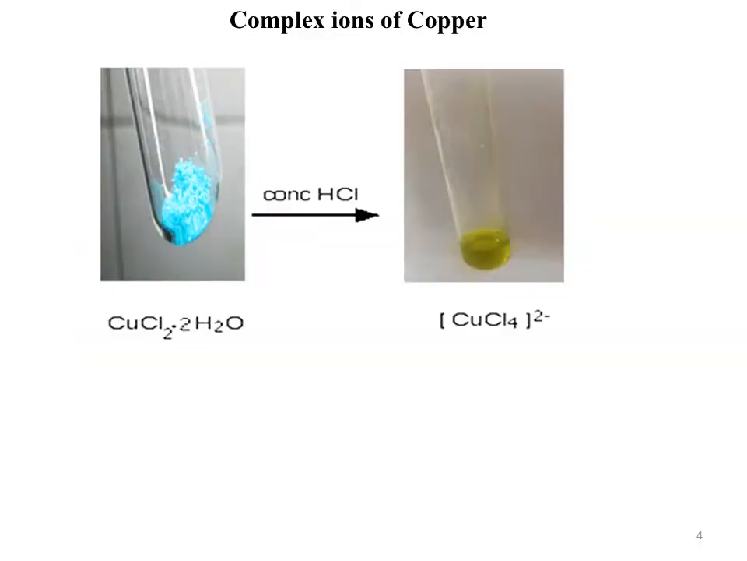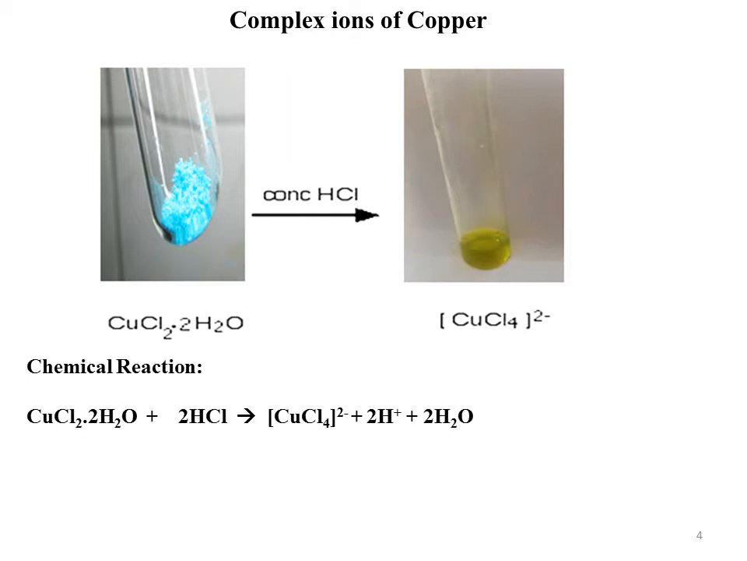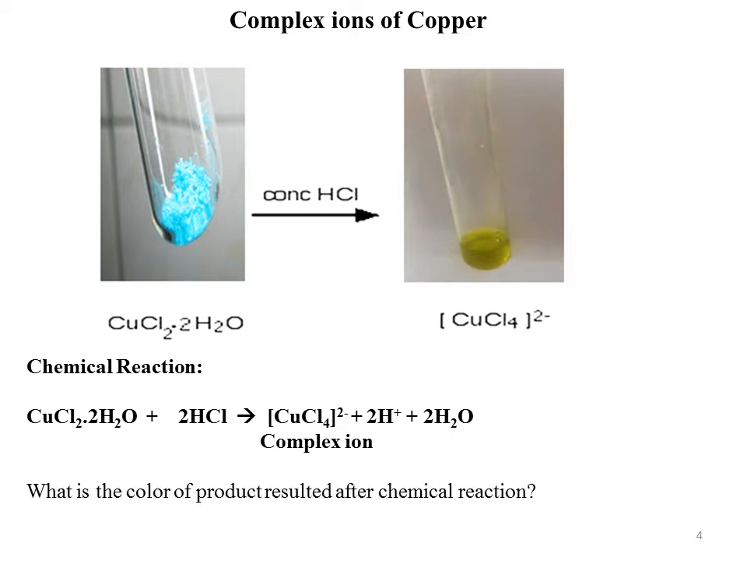What happened during this reaction? Copper chloride dihydrate, when reacted with concentrated HCl, produced the olive green solution. This olive green solution is due to the complex ion, that is the tetrachlorocuprate 2 ion. So you can easily answer the questions: what is the product after the chemical reaction, what is the color of the product, and which complex ion is actually responsible for the color.